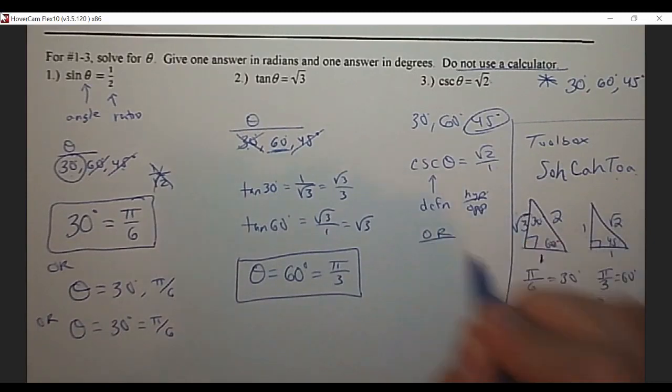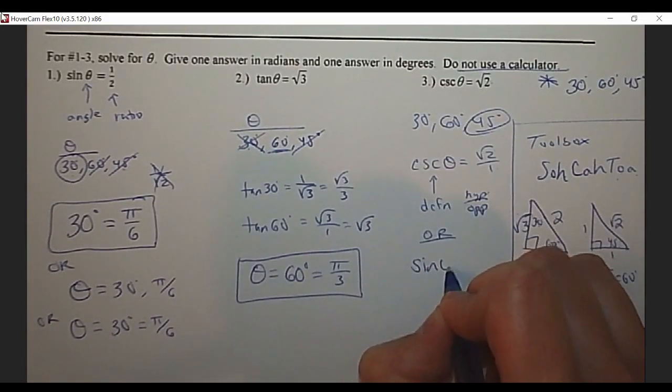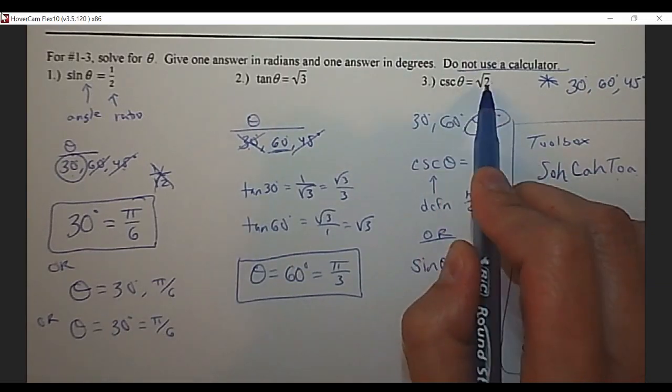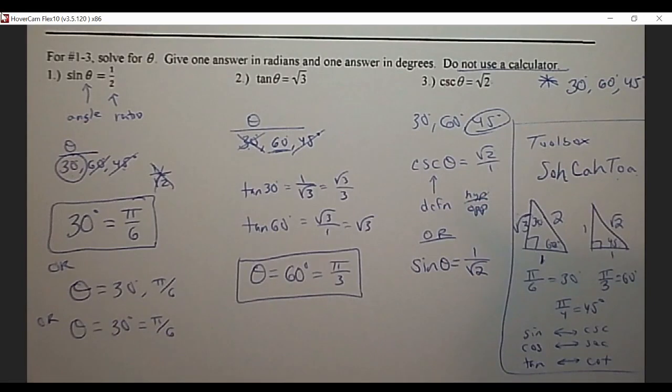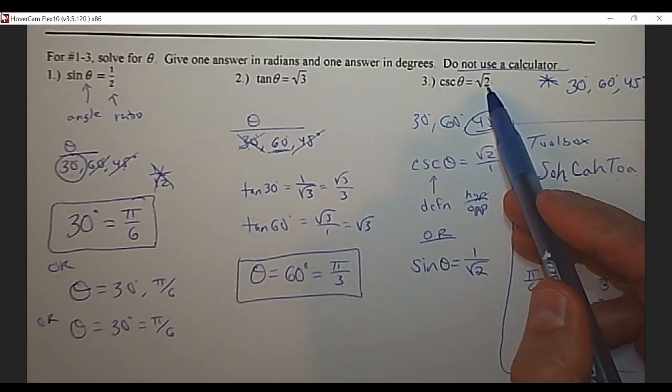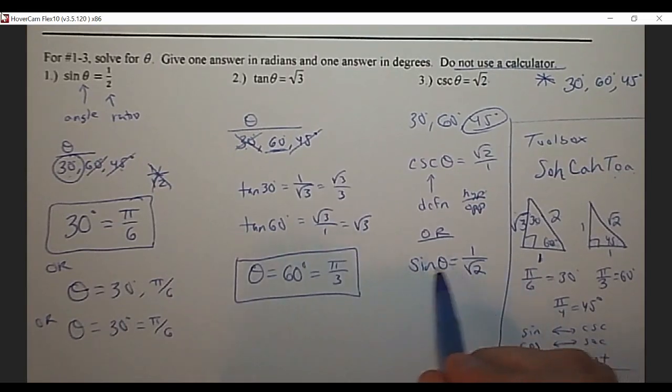Another way to do this, if you don't like working with cosecant, you can change this to sine. If cosecant is radical 2, then sine is 1 over radical 2 because they're reciprocals. So you can flip that ratio. Okay? And you could clean this up if you want or work with it as is.